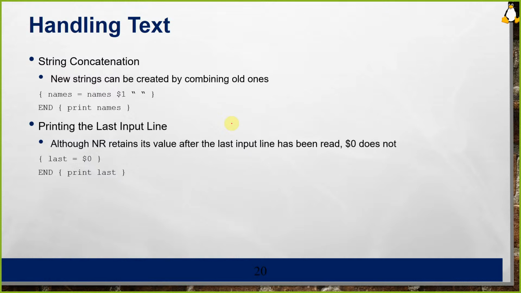Printing the last input line. Although NR, number of records, retains its value after the last input line has been read, $0, that is the entire line, does not retain its value. Like if you type last equals $0, because you are capturing the value of $0, then you will be able to print it. But NR will retain the value, but this $0 will not retain the value because it is written before END. Self-explanatory, because it's processing the records one by one. So you can expect the value of $0 as long as the processing is going on. So if you want to display it at the end, then you have to capture this in a special variable, in any other variable, and then you have to print the value of that variable.